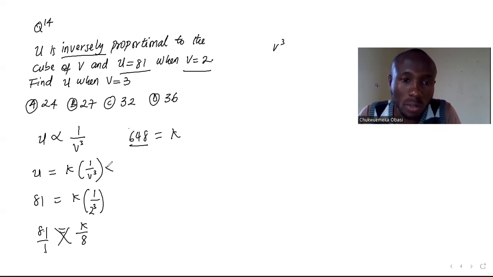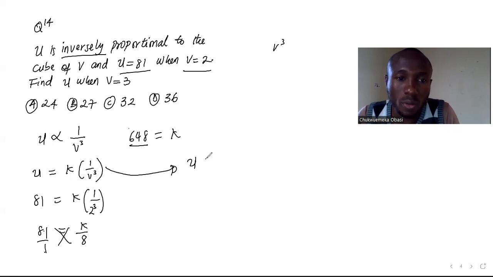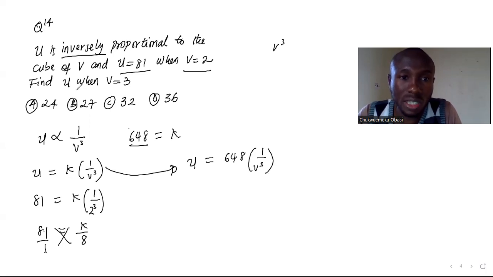So you want to go back to this equation and replace k with its value. So you have U is equal to 648 times 1/V cube, right? Now, with this statement, you can get the next thing they ask you to do. They say find U when V is 3. So U is unknown and V is 3.